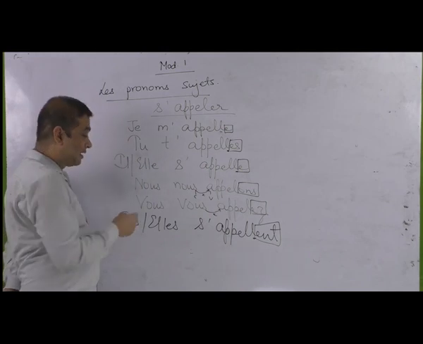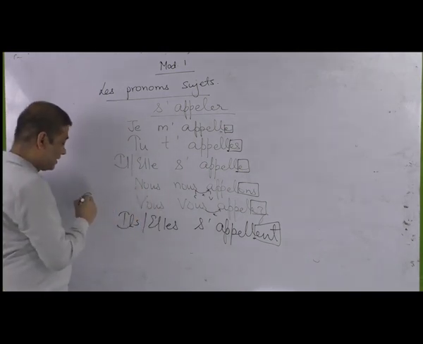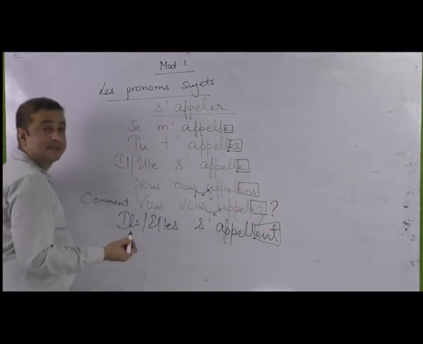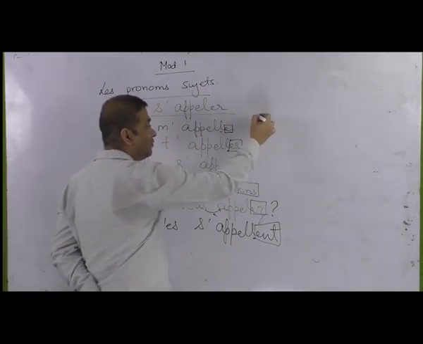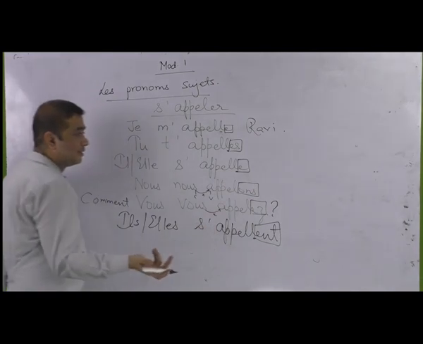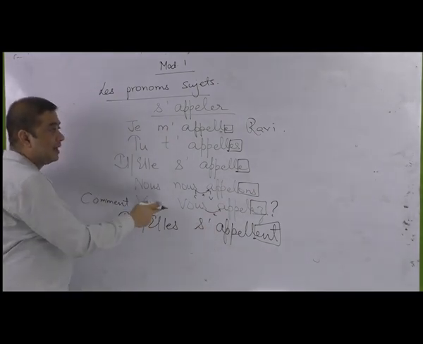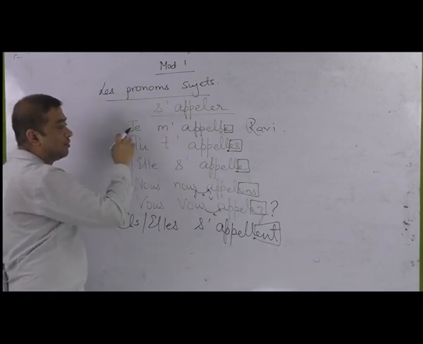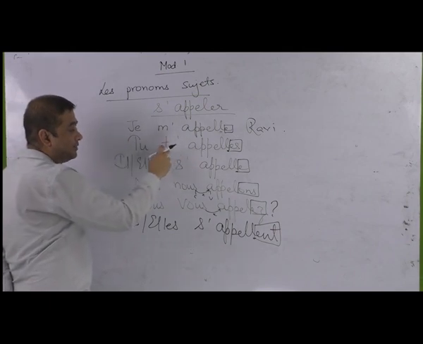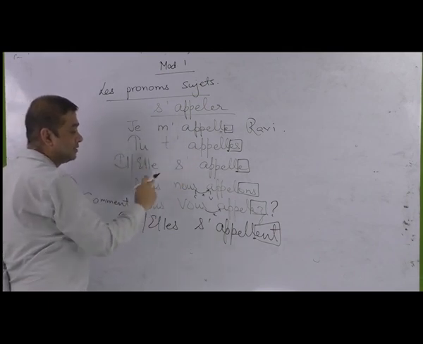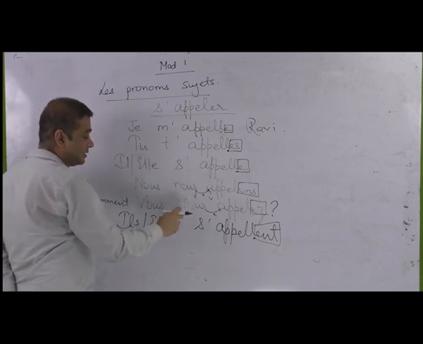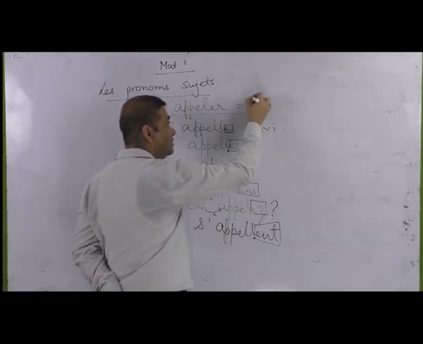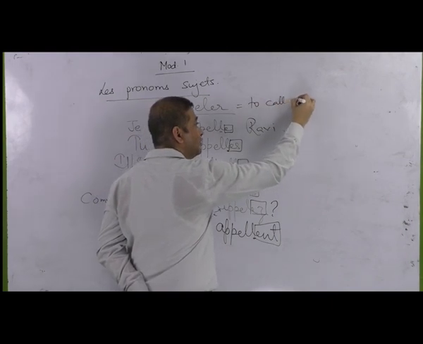So I can even ask someone, comment? I can simply add comment. Comment vous vous appelez? The person can easily answer me, je m'appelle, for example, je m'appelle Ravi. Somebody can ask me, comment vous vous appelez? I can simply say, je m'appelle Ravi. My name is Ravi. So what does it mean? Je m'appelle, I call myself. Tu t'appelles, you call yourself. He calls himself, she calls herself. We call ourselves, you call yourself, they call themselves. So it is the conjugation of s'appeler, that is to call oneself.